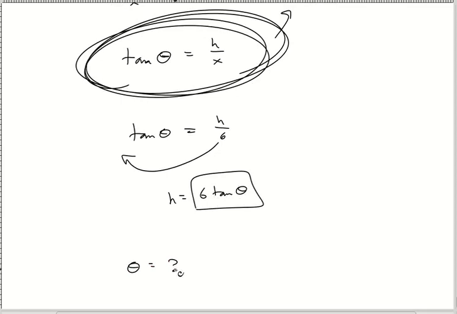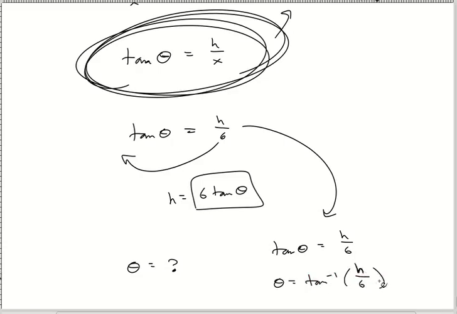Okay, cool. The next question's asking for theta. What is theta equal to? Well, I'm going to use this guy. Notice that I had tangent theta is equal to h over 6. How do I get that tangent to the other side? I arctan both sides, and they cancel. But it looks like that. And that is what you're going to type in there.